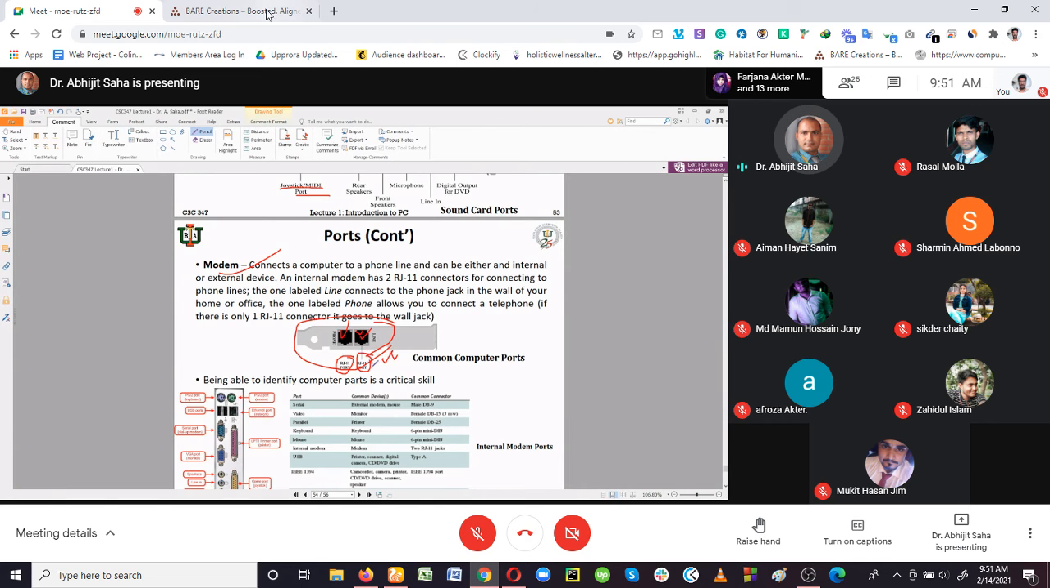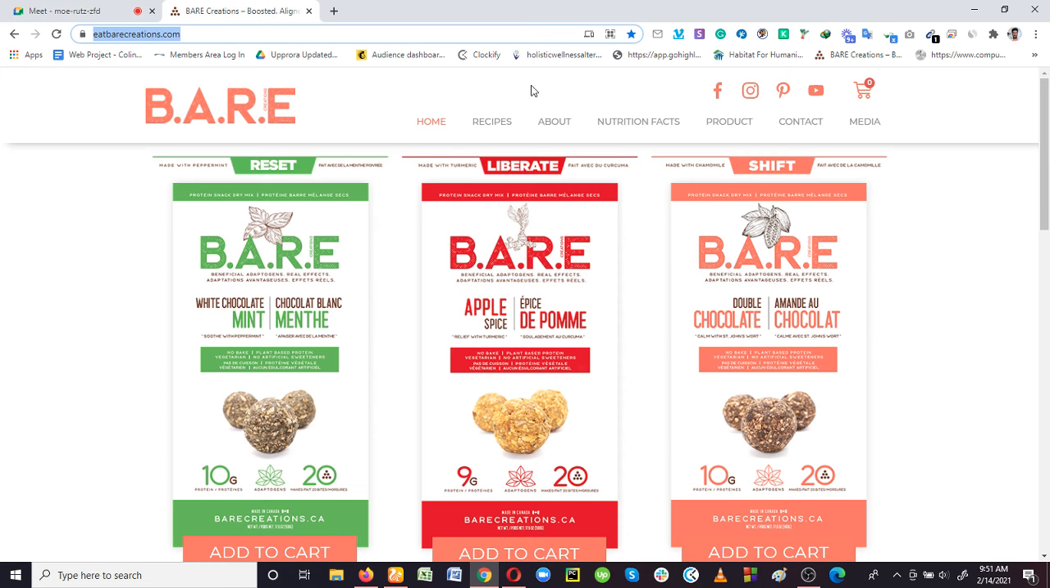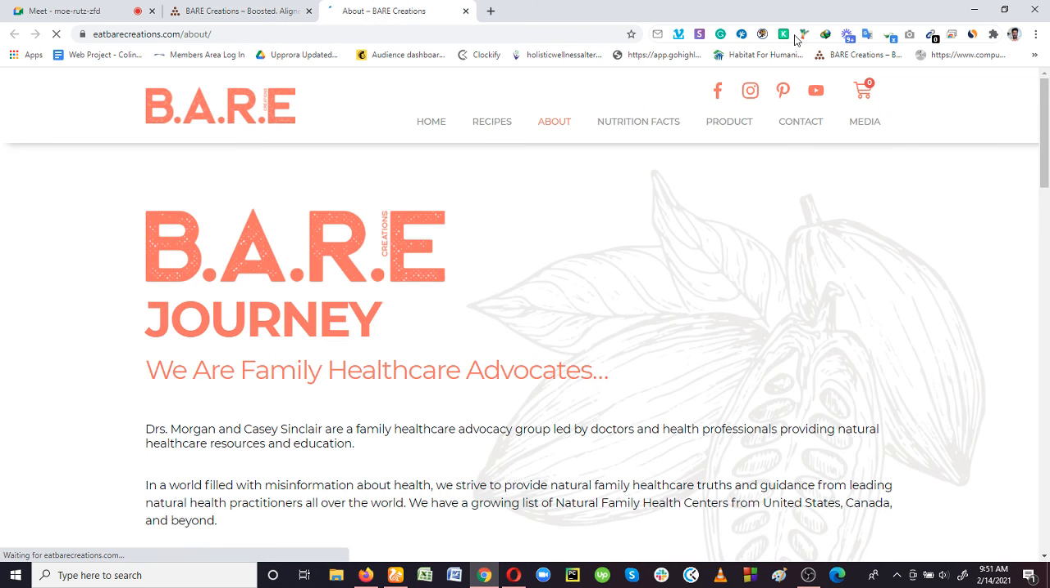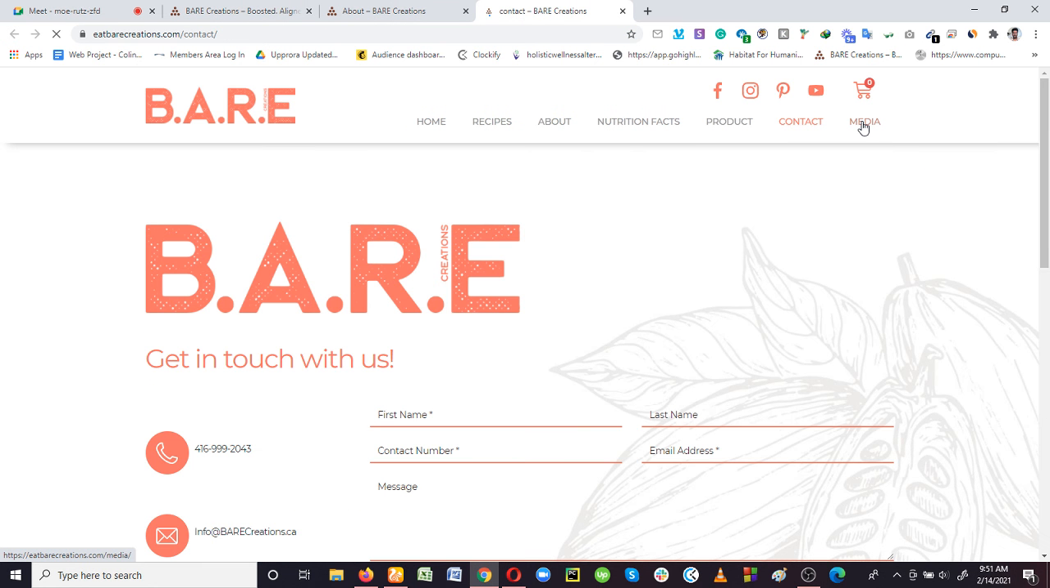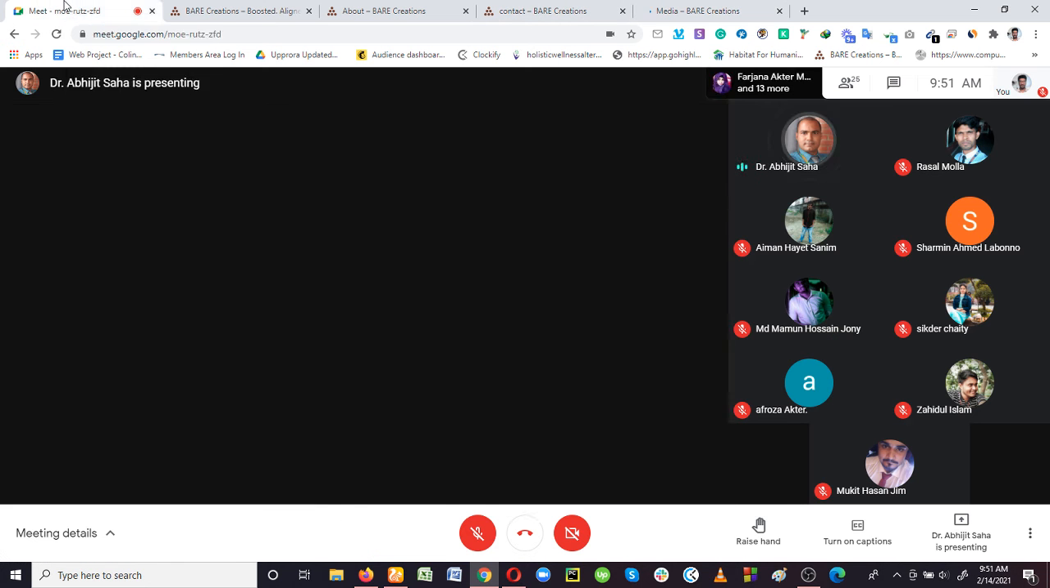The telephone line we used for the internet once upon a time, but these days we are not using it. These days the standard is the RJ45 connector that we have seen already. This is the RJ45 port that can connect the RJ45 connector.